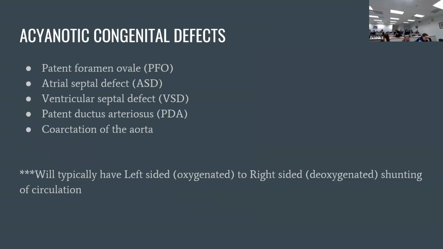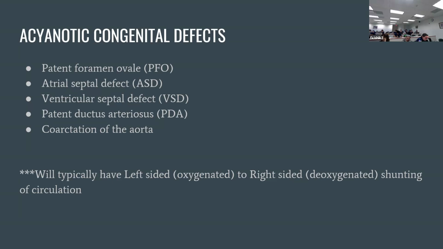So our acyanotic congenital defects are patent foramen ovale, when the foramen ovale stays open. Atrial septal defect, that's a communication between both of the atria, but that's a true congenital lesion, because it's not that something in utero stayed open. It actually shortened when the heart was forming, the wall shortened and it didn't close. Ventricular septal defect, same thing as atrial, except it's in the ventricle.